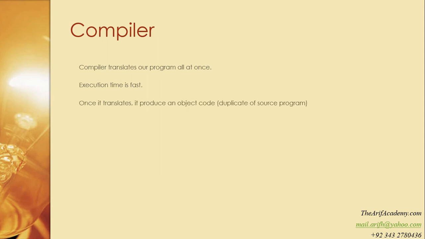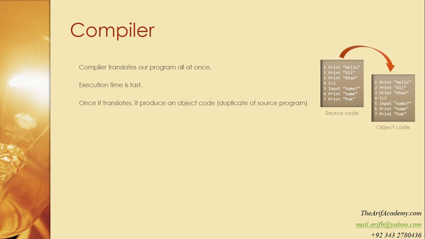Once the compiler translates, it creates a duplicate copy which is called object code. Let's see it with the help of a picture. As you can see in this picture, I have written a code of 7 lines. The code which I have written is called source code, which is your original code. Now, if the compiler is translating this code, then first it will create the exact duplicate, which is called object code.